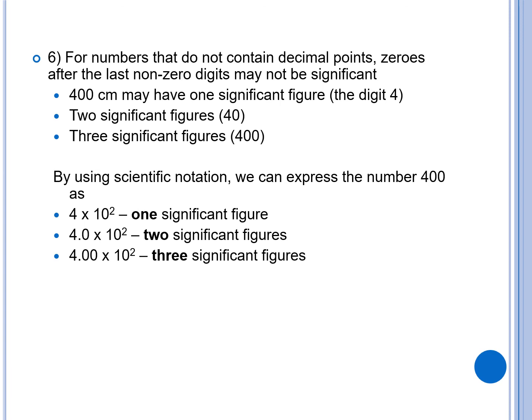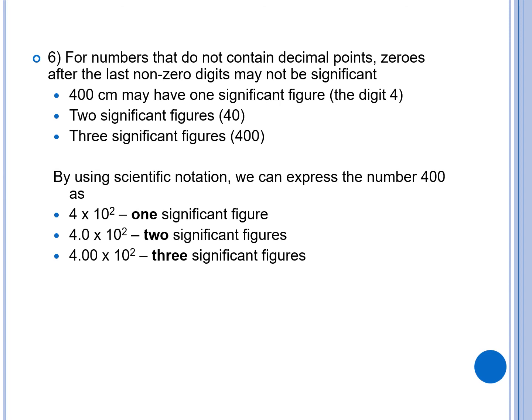Right, so rule number 6: for numbers that do not contain a decimal point, the zeros after the last non-zero digit may not be significant figures. So this one doesn't have any decimal point, so the 0s after the last non-zero digit are not counted. In 400, only the 4 is counted, so it has 1 significant figure. There are 2 significant figures in 40. And this one has 3 significant figures here.